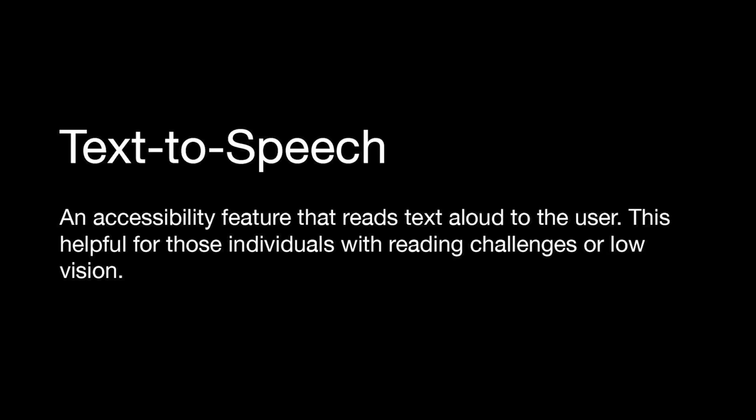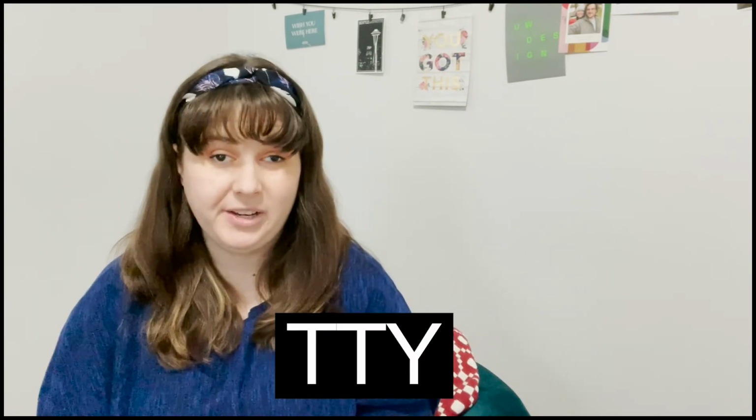And the next term is text-to-speech. And this is an accessibility feature that reads text aloud to the user. This can be helpful to individuals who have low vision or people who have a lower reading level or some type of cognitive disability. The next term is Teletypewriter, or TTY. This is a device that allows users to send typed messages to communicate with others.